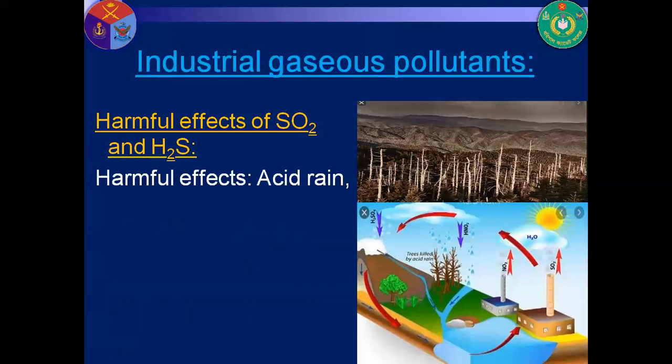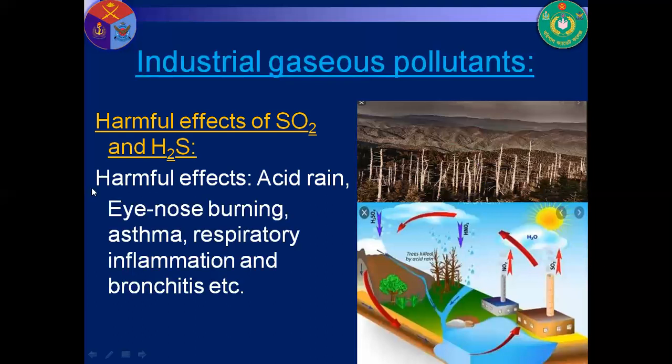Effects of sulfur dioxide and hydrogen sulfide: it creates acid rain, it forms sulfurous acid by reacting with water, and creates harmful effects on the environment. Also, burning, it creates asthma, respiratory inflammation, and bronchitis. This type of disease also can be caused by the gases sulfur dioxide and hydrogen sulfide. So it is a very poisonous gas. It is very harmful for our health, and also for the environment.